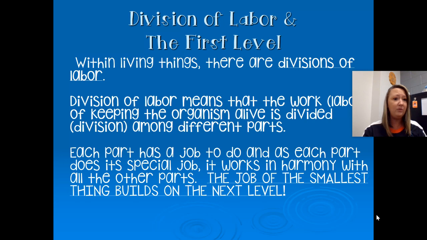When we're dividing living things, it is exactly the same way. The job of the smallest thing builds on the next level. Each part has a specific job, and that's what we call division of labor, because each part is doing a specific thing to keep that organism alive. Each part does its special job. It works together in harmony and homeostasis, that body balance for all of the parts to work together. So every part of the organism is necessary because the job of the smallest thing builds onto the next level.